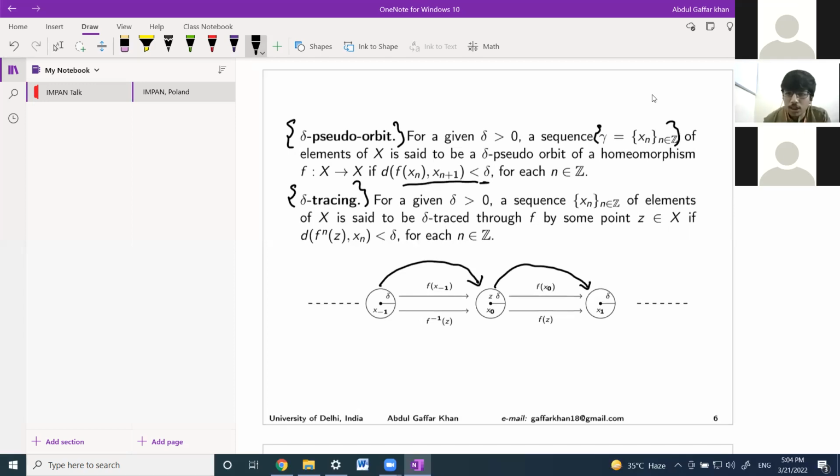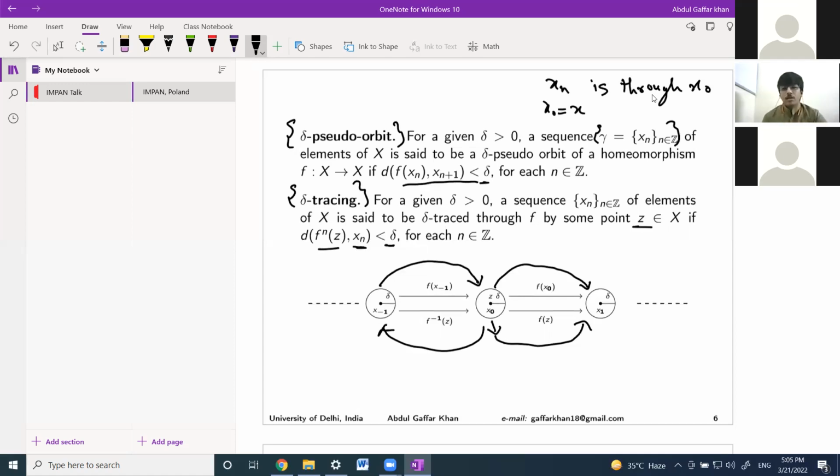We say that a sequence is delta traced by some point z if the nth orbital point of z is within delta distance of the nth term of the sequence xn. Precisely, if there exists a point z in the neighborhood of x0, so that F(z) will lie in the delta neighborhood of x1 and F inverse of z will lie in the delta neighborhood of x(-1), and so on and so forth. So we say that a sequence xn is traced through some point x0 if x0 is x.